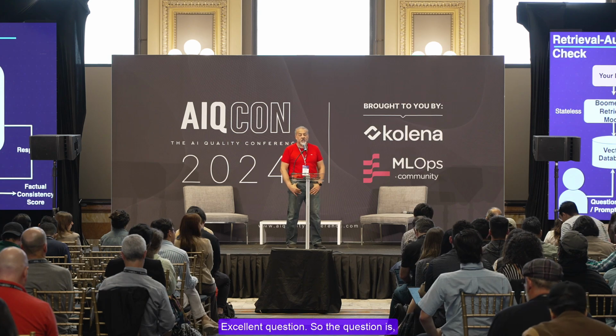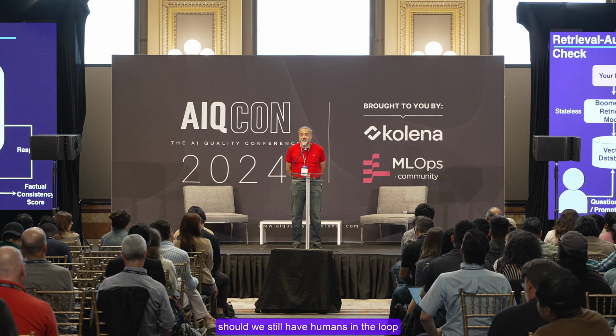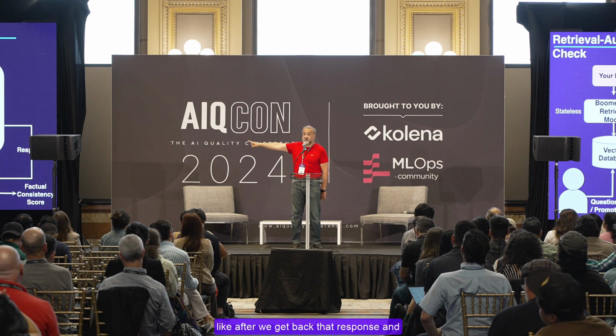Excellent question. So the question is, should we still have humans in the loop? Like after we get back that response and we have the factual consistency score, should we still have humans in the loop? And the answer is yes. You still need to have humans in the loop today. Over time, we'll be able to solve that problem. But today, you still want to have the humans in the loop. You're going to get back a response. Sometimes the factual consistency score is going to say, this is a perfect response. Go ahead. You don't need a human in the loop.